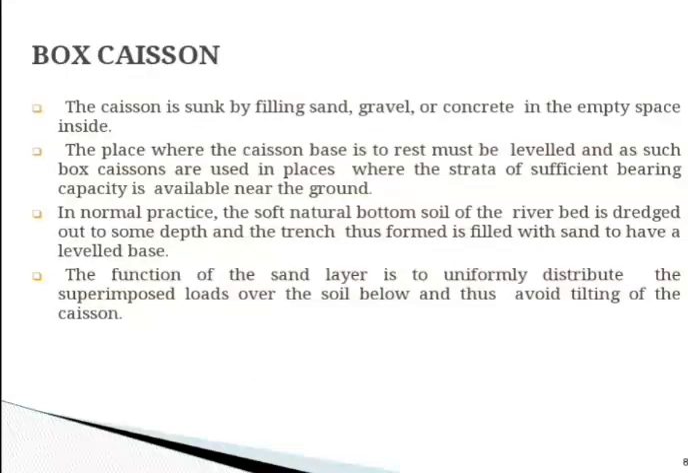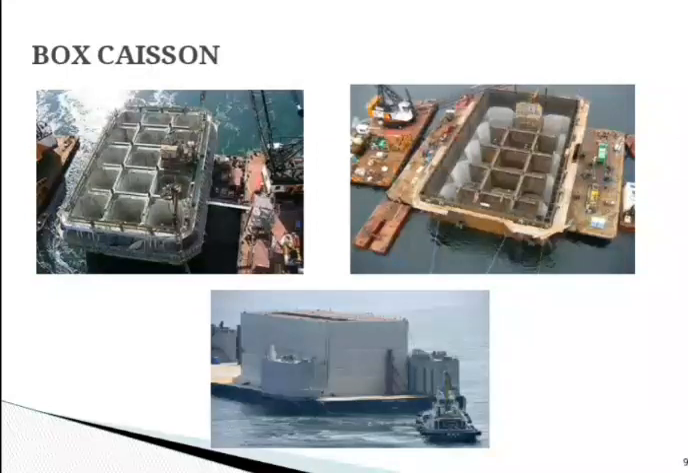In box caisson, the caisson is sunk by filling sand, gravel or concrete in the empty space inside. The place where the caisson base is to rest must be level, as box caissons are used in a place where strata of sufficient bearing capacity is available near the ground. In normal practice, the soft natural bottom of the riverbed is dredged out to some depth and the trenches formed are filled with sand to have a level base. The function of the sand layer is to uniformly distribute the superimposed load over the soil below and thus avoid tilting of the caisson. This is the real life image of the box caisson.